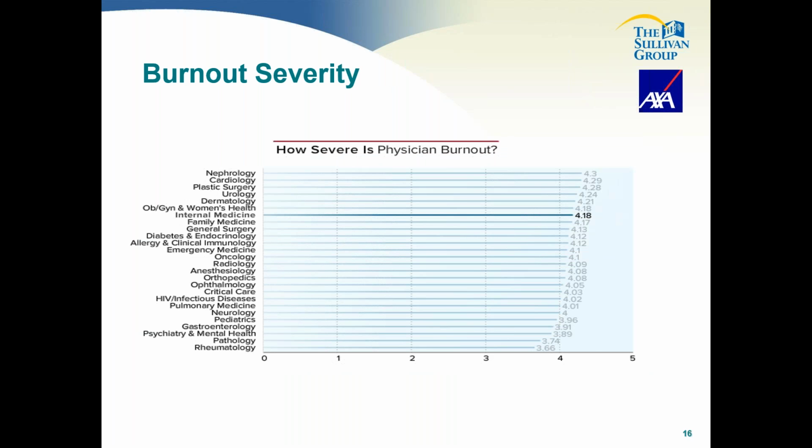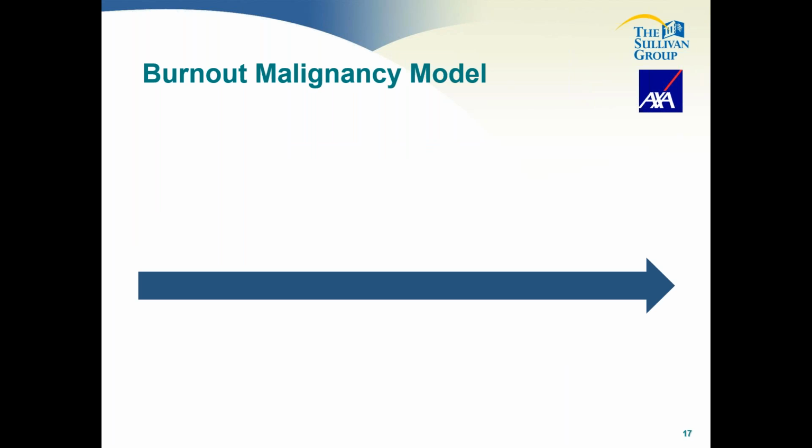Now, why is that important? Well, again, depending on the specialty, you can see how close they're clustered together. So the difference is really 0.7 in total, which is not much. So pick any specialty, and the risk of burnout is 1 in 2, and the severity is 4.2 out of 5. Well, what does that mean? What does 4.2 out of 5 mean? How do we compute that? What's the quantitative data behind it?